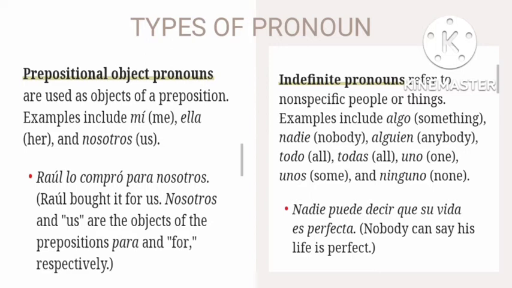And the sixth type of pronoun is the indefinite pronouns. Indefinite pronouns refer to non-specific people or things. For example, "nadie puede decir que su vida es perfecta." Nobody can say his life is perfect.